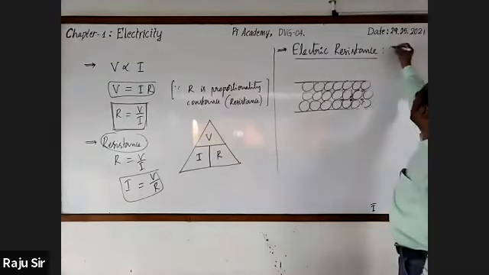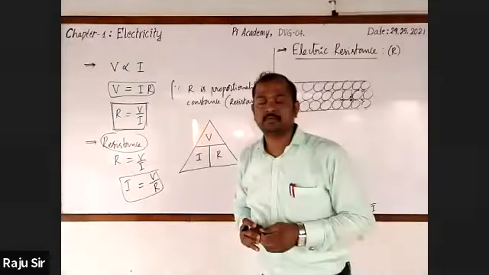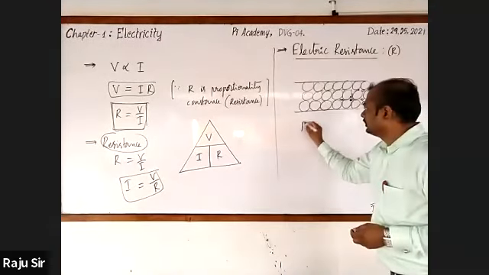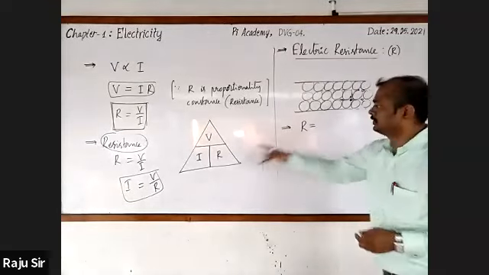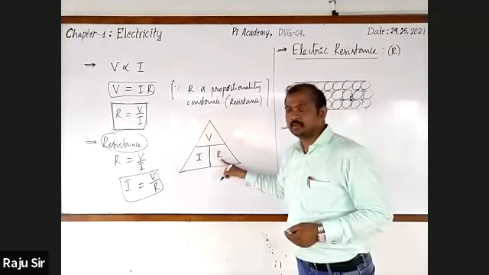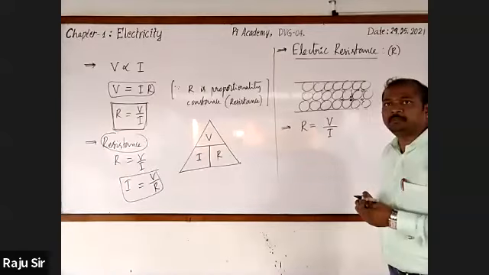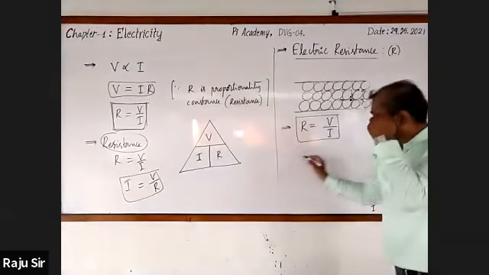And this electric resistance is denoted by the symbol capital R. Then we will write the formula to find electric resistance as R is equal to V by I. R equal to V by I. Followed? This is the formula. Next.